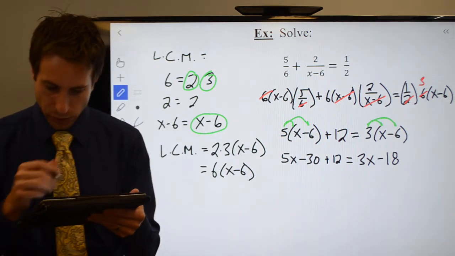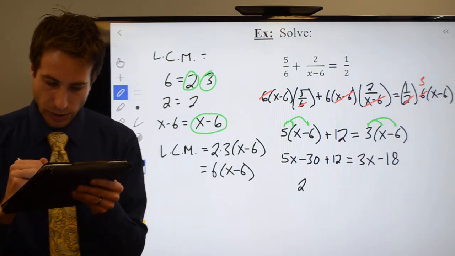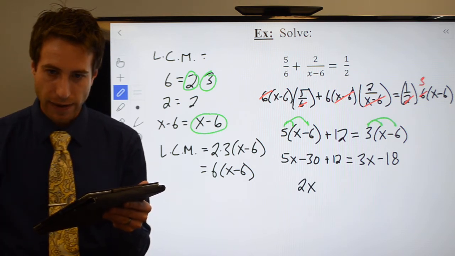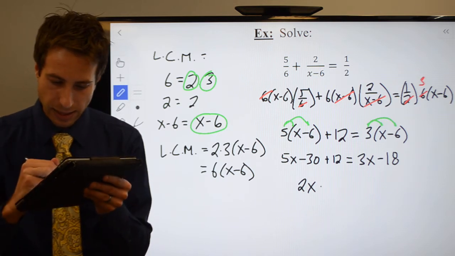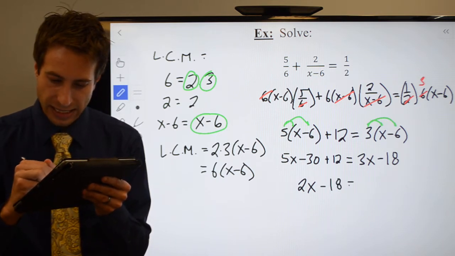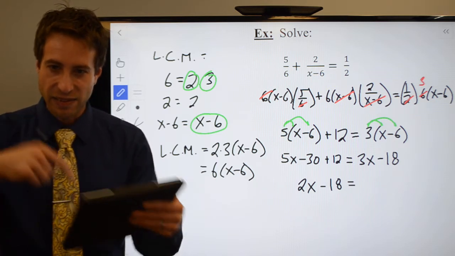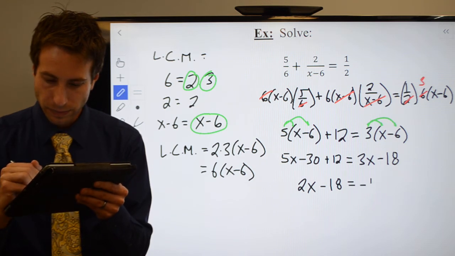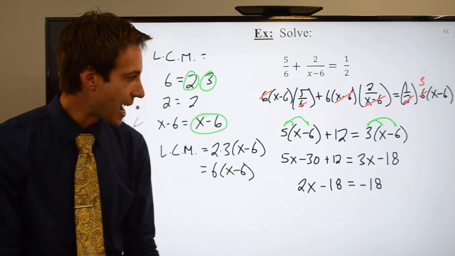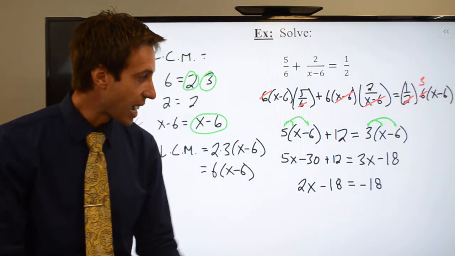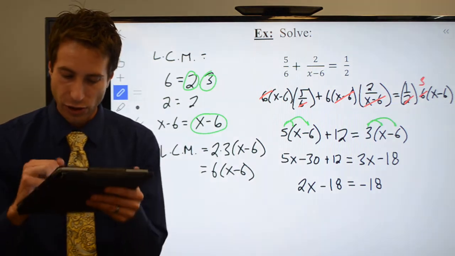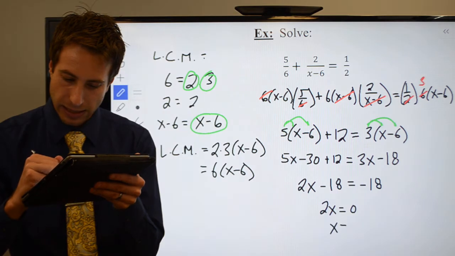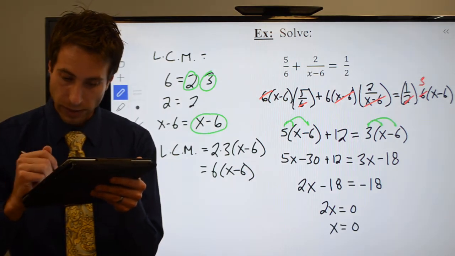Okay, let's see here. I will subtract the 3x to the other side. That's going to leave me with 2x. All right, so negative 30 plus 12 leaves me with a negative 18. And then I still have the negative 18 on the other side. That is really interesting. Look at that. I'll add 18 to the other side, but negative 18 plus 18 just drops out. You're actually left with 2x is equal to 0. Divide the 2 to the other side and you get x is equal to 0.